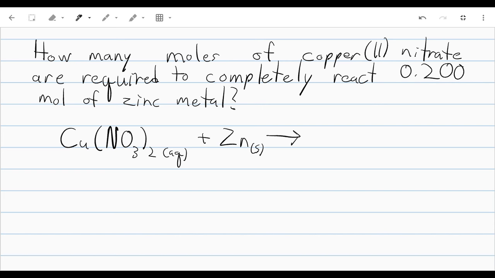Now, we're not told what the products are, but I see this as a single replacement reaction. So the zinc will take the place of the copper, and then the copper will be on its own. Nice thing about this reaction, it's already balanced for us. We see that we have one copper on each side, we have one zinc on each side, we have two nitrogens on each side.